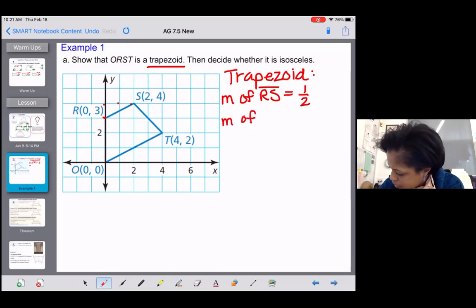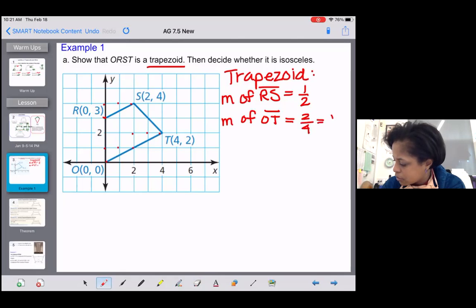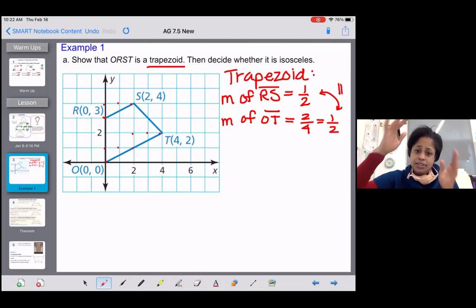So the slope of segment OT, again, I'm counting up 1 over 1, 2, up 1 over 1, 2. So it's still 1 over 2, right? Now, if I wanted to, I could have done 2 over 4. I'll actually do that. 2 over 4, which is 1/2. So they're the same. So these two are parallel. I just don't have enough room, so I'm just going to write the symbol. We've established that two sides are parallel.